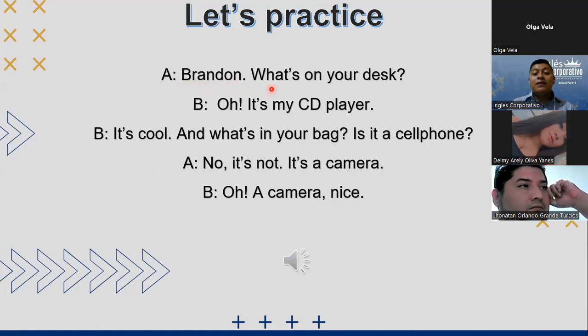Hey, Brando, what's on your desk? Oh, it is my CD player. It's cool. And what's in your bag? Is a cell phone? No, it is not. It's a camera. A camera. Nice.